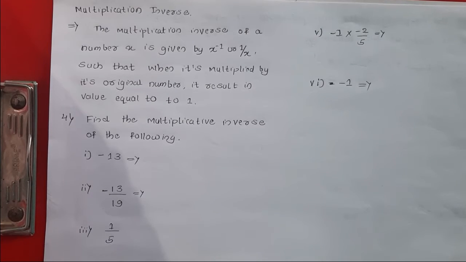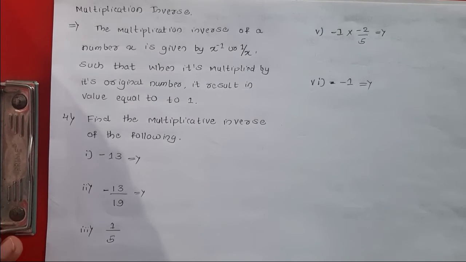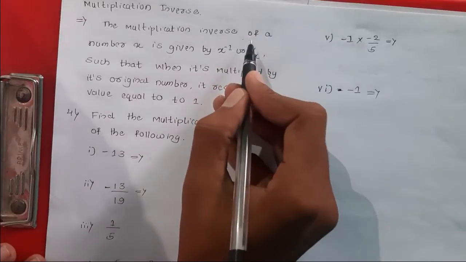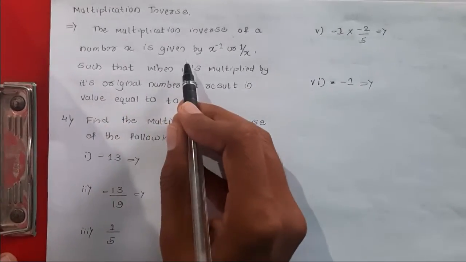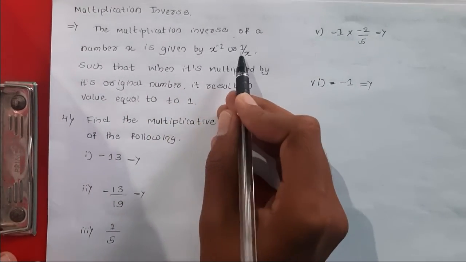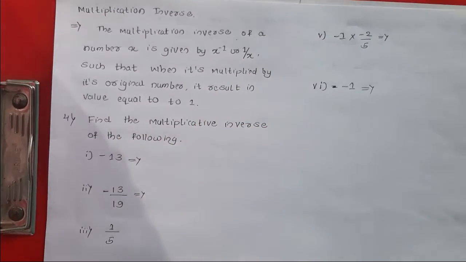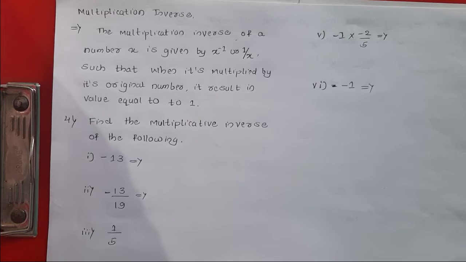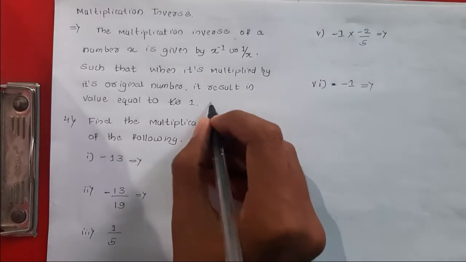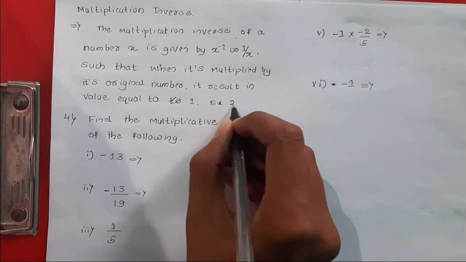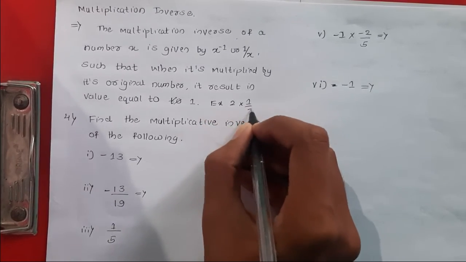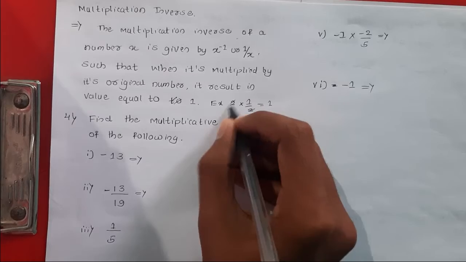The next question is regarding the multiplication inverse. The multiplication inverse of a number x is given by x raised to minus 1 or 1 by x, such that when it is multiplied by its original number, the result is equal to 1. Here for example, 2 into 1 by 2 equal to 1. 2 get cancelled.